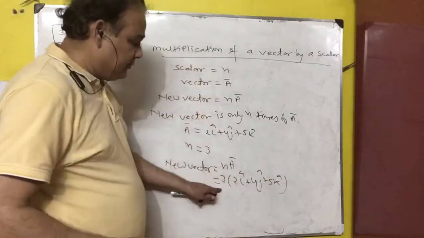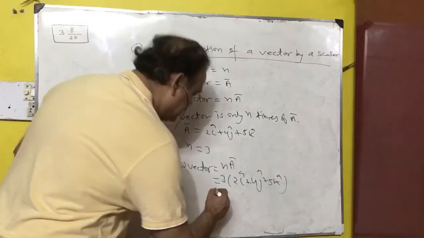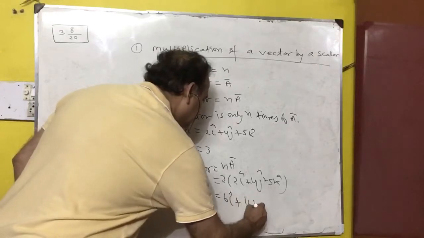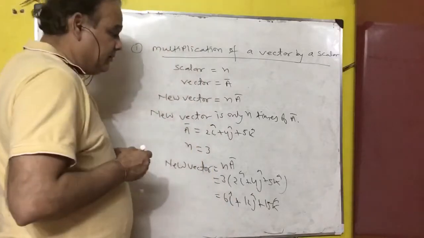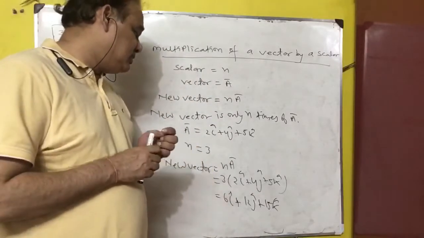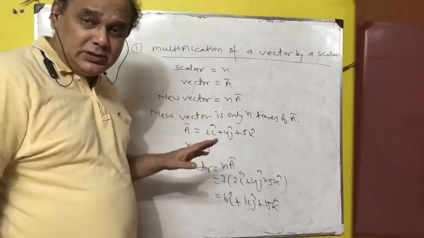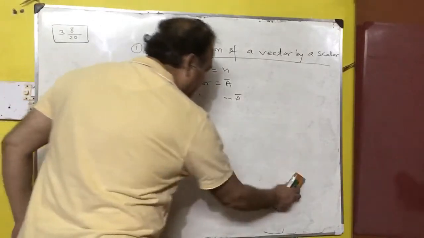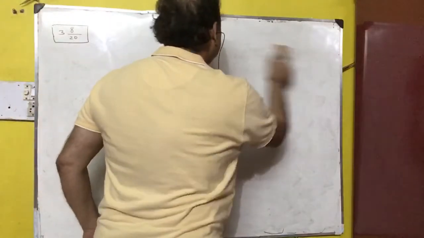It means it is now increased by 3 times. 3 times increase ho gaya. 6i plus 4 times 3, 12j plus 5 times 3, 15k. Every component is now increased by 3 times. So there is no change in direction. But if you multiply a vector with a vector, then what happens? So that is known as multiplication of two vectors.